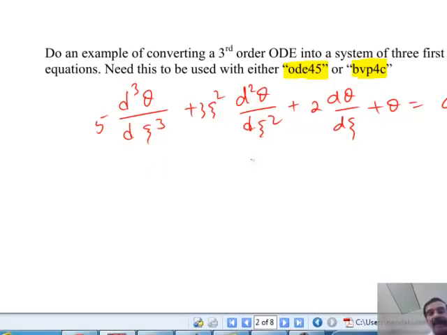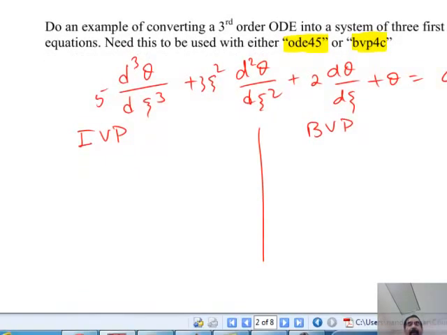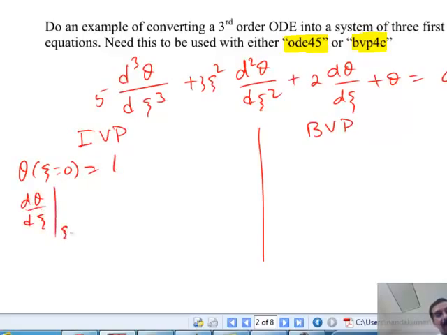And if the three conditions are given, I will give you an example of initial value problem and boundary value problem. The same equation. It is not the equation that determines whether it's an initial value problem or a boundary value problem. It's the additional conditions that determine whether it's an initial value problem or a boundary value problem. So in an initial value problem, I might have conditions like theta at psi equal to 0 is 1, d theta d psi at psi equal to 0 is 0, d squared theta d psi squared at psi equal to 0 is 2, something like this.